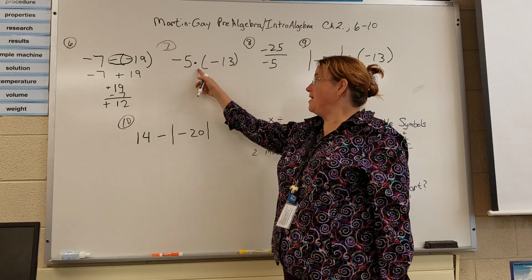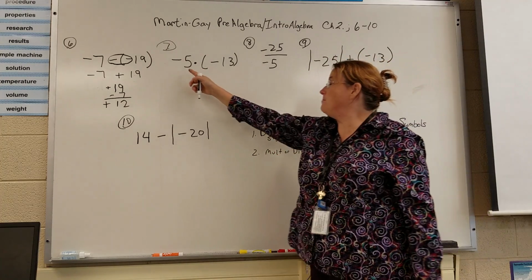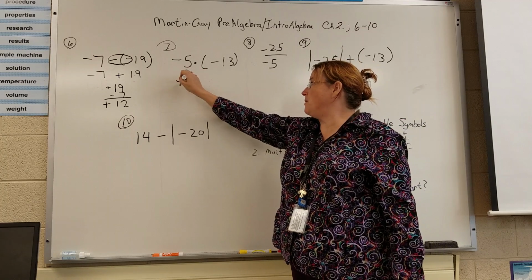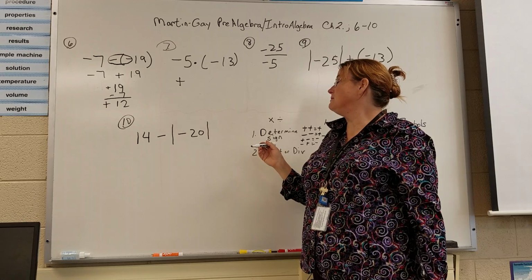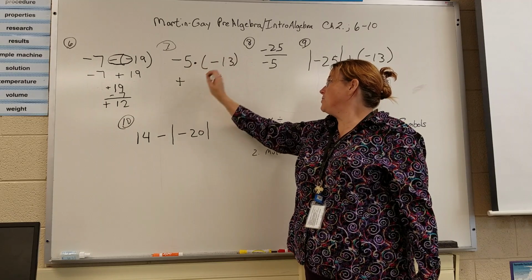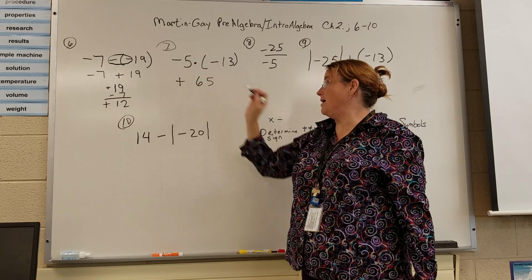This one is a multiplication problem, so we go with this rule. We determine the sign of our answers. I have a minus and a minus. That means my answer is positive. And then 5 times 13. 5 times 3 is 15. Carry a 1. 5 times 1 is 5. Plus 1 is 65.